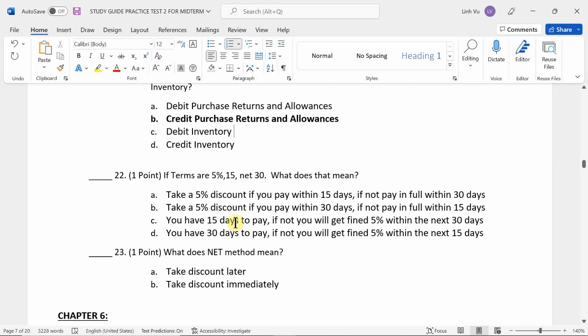22. If terms are 5%, 15, net 30, what does this mean? A. Take a 5% discount if you pay within 15 days. If not, pay in full within 30. Good.